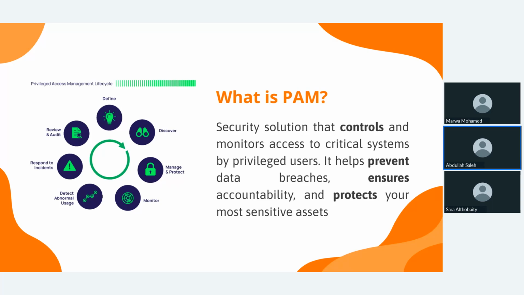Now we'll start about the PAM, a small definition of what PAM is. As you can see here in the image, the first thing you have to do is define the rules or discover your resources, then manage and protect them, then start monitoring and detect any abnormal usage of the resources. If there's any abnormal usage, you can log an alert or a ticket, then you can respond to that incident. Then you have the last module, which is the review and audit for the whole resources or software.